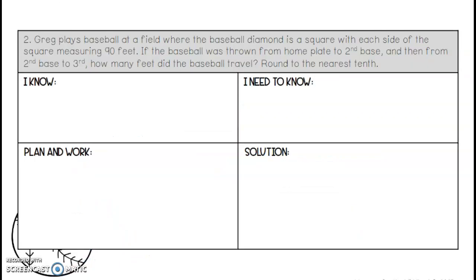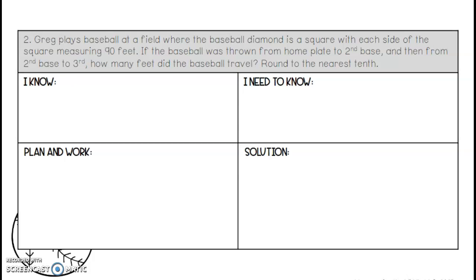Okay, so for question 2, Greg plays baseball at a field where the baseball diamond is a square with each side of the square measuring 90 feet. If the baseball was thrown from home plate to second base, then from second base to third, how many feet did the baseball travel? Round to the nearest tenth. This is what I want you to do on your own, and we will check this in class.